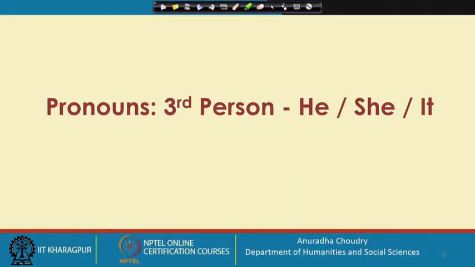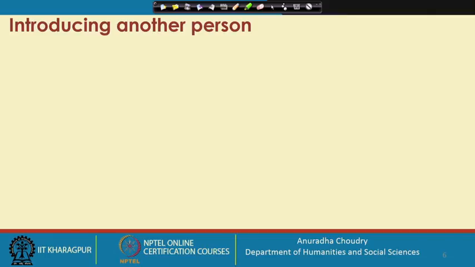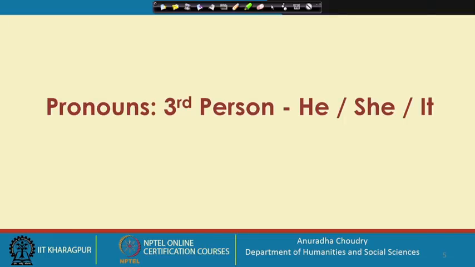Kim pushpam? Etat pushpam. So did you catch the different words? When it is far, it is tat. When it is near, it is etat. And the question is kim. So I'd now like to show it to you on the screen, on the board. So we are looking at the third person pronoun for he, she and it.